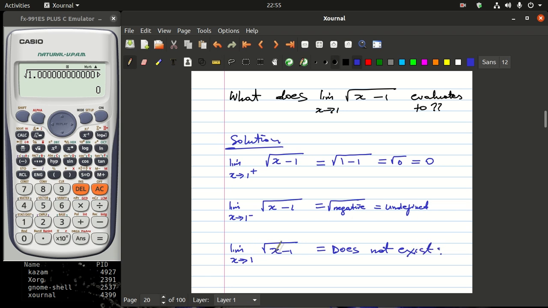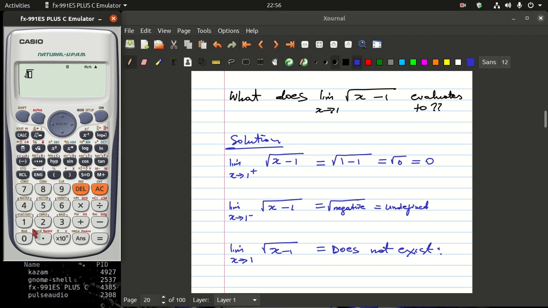Does not exist. So this limit does not exist. It only exists when this and that are the same. And if, let's say, here you are going to try to calculate and say, I want the leftover one to be 0.9999999, and then you end up subtracting a 1 from it, it's going to give you a maths error or a syntax error. So which means that this cannot happen.